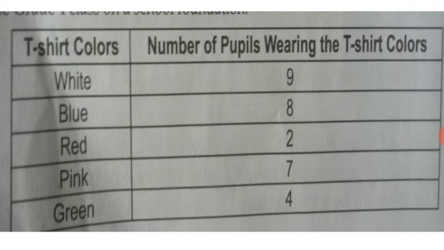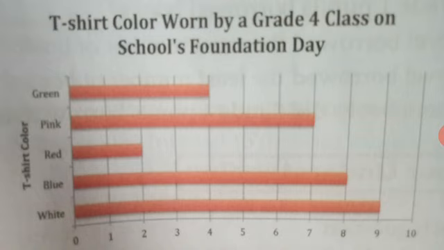So this time we will use a horizontal bar graph. We start with white. For horizontal, this is the variables and this is the frequencies. So white, there are 9, blue 8, red 2, pink 7, and green 4. So this is what we call the horizontal bar graph.